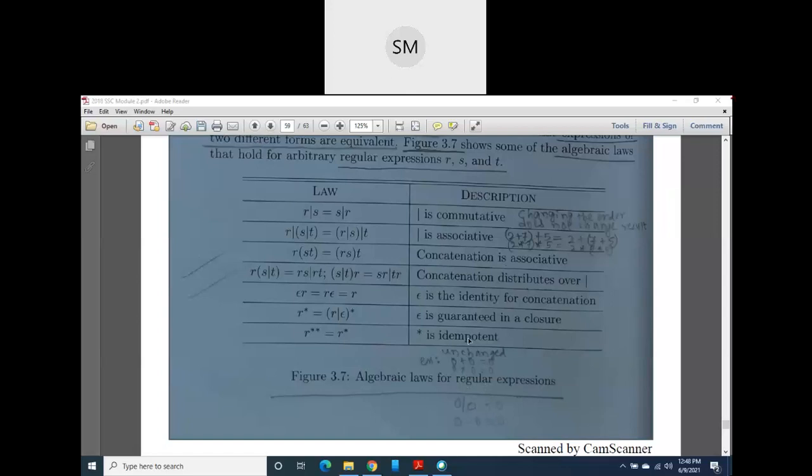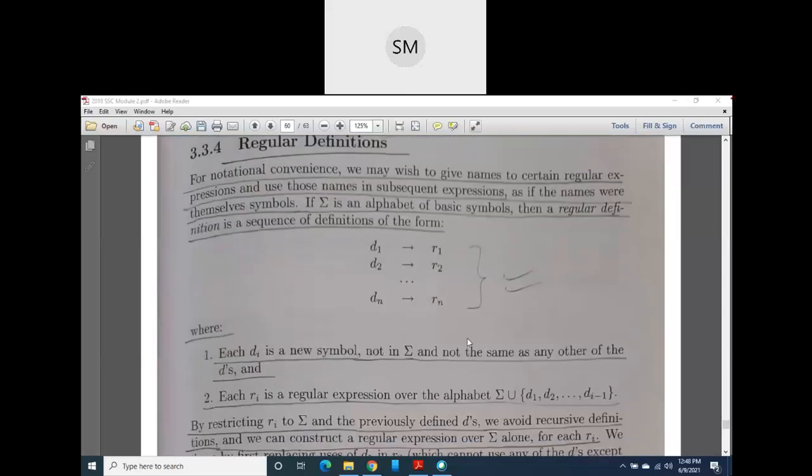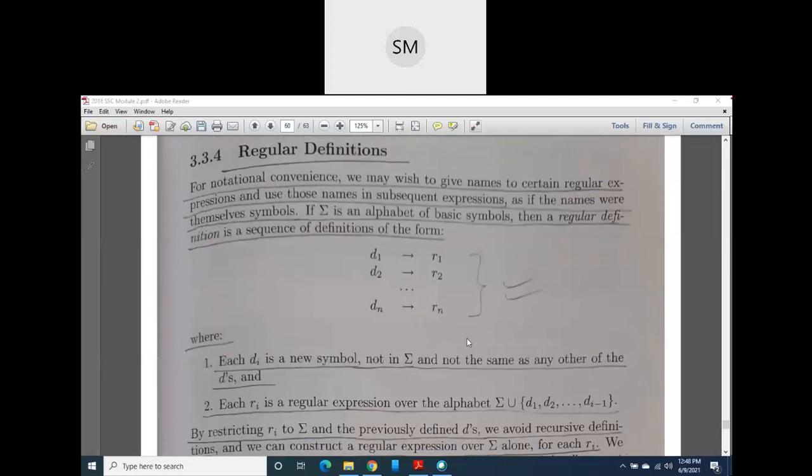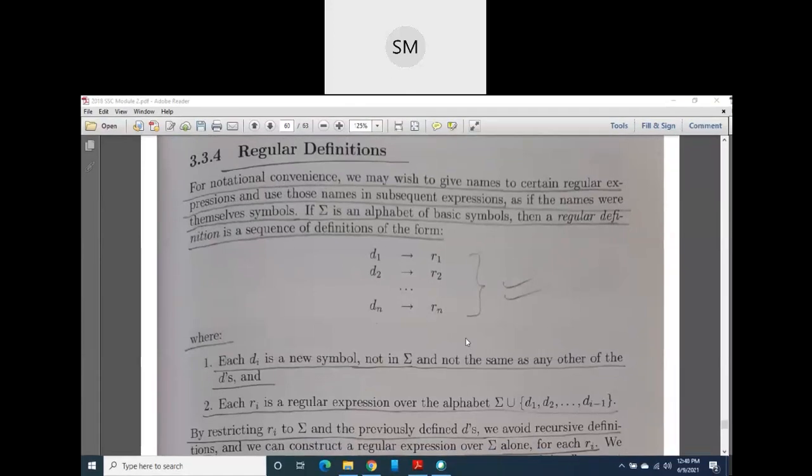Okay, now come to the next topic, that is regular definitions. What do you mean by regular definitions?